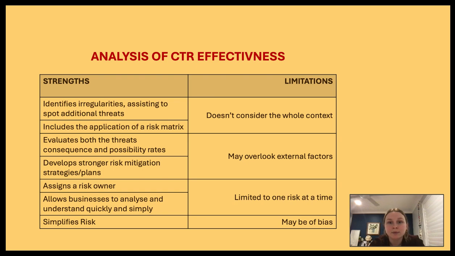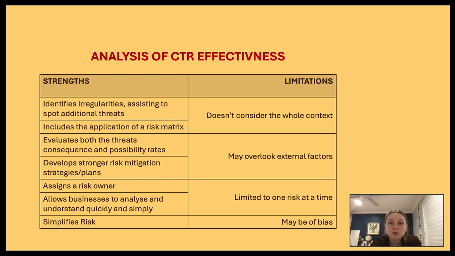The following table lists the strengths and limitations to the use of a CTR and compares it to ISO 31000. So whilst I was able to explain the context of the threat, the CTR is not capable of creating a full backstory to the situation. It purely states a brief overview of the risk context, and with that, there also comes the risk that not all external factors were able to be considered due to its lack of depth.